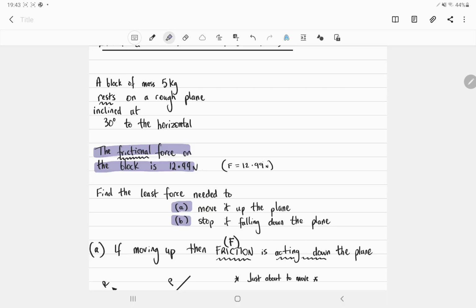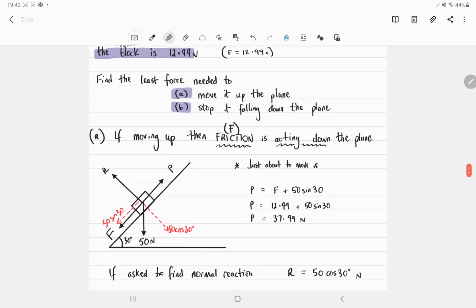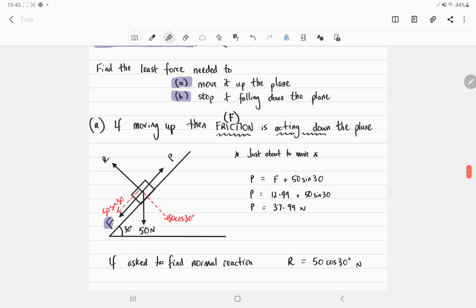Find the least force needed to move the object up the plane. If we concentrate on part A, imagine that the block is going to be moving up the plane, then friction is going to act in the opposite direction, down the plane. So here's our diagram for part A. F here stands for friction. The reason why it's acting down the plane is because we want to find the least force, which we'll call P, required to move it up the plane. So the direction of motion is up the plane. Friction acts the opposite way.